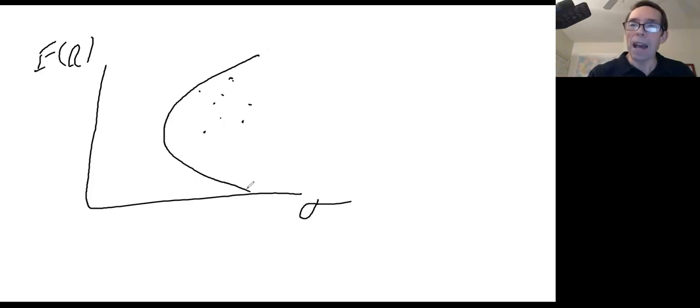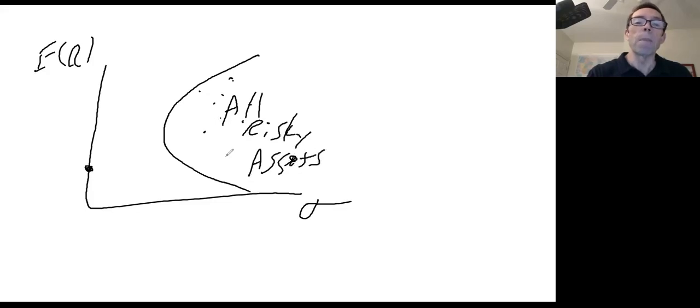So every asset, every combination of assets is going to be inside the hyperbola here, except for the risk-free asset, because the risk-free asset has a standard deviation of 0. So this is all risky assets here.